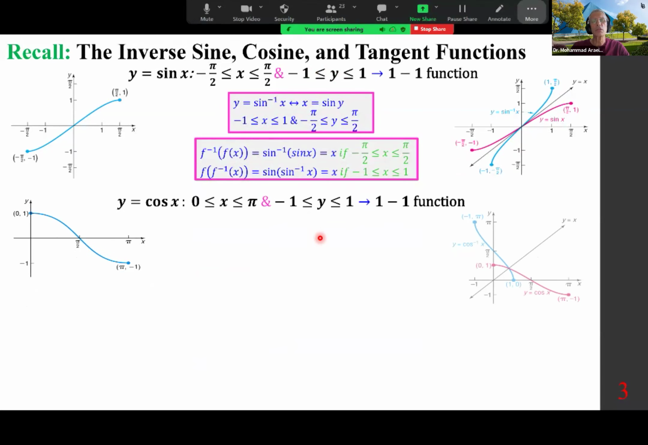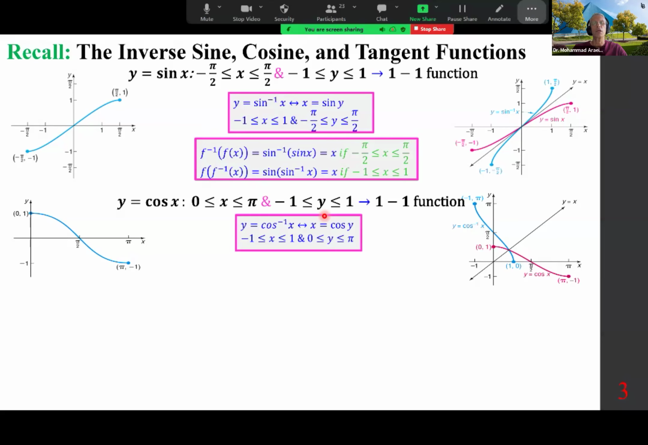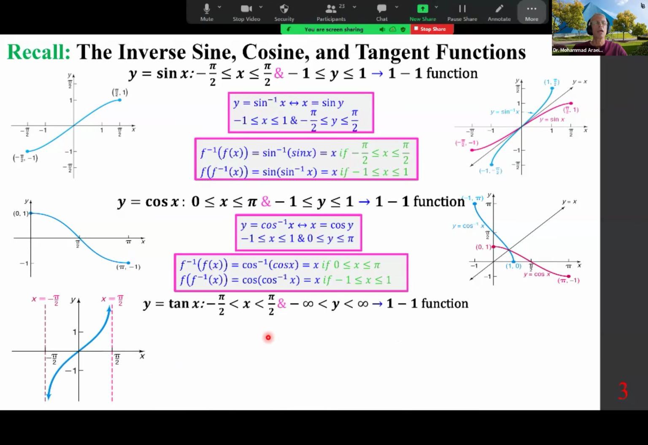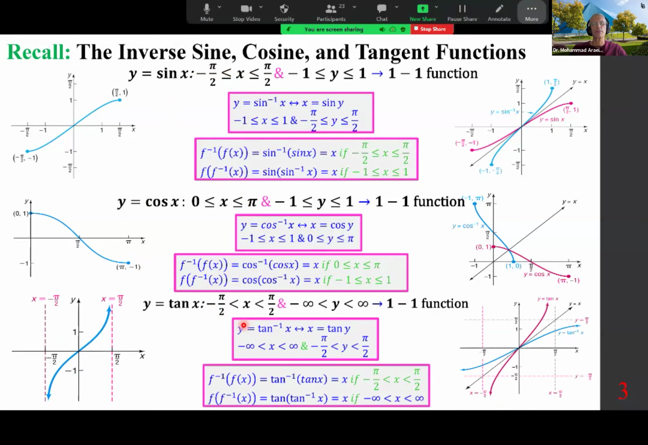We do the same thing for cosine, but for cosine, we go from 0 to pi in order to cover the entire range. For tangent, similar to sine, we restrict it to negative pi over 2 to pi over 2. The difference is, in the case of a sine, the endpoints are included. In the case of a tangent, the endpoints give rise to vertical asymptotes. They are not included, and therefore we have a one-to-one function and its inverse.